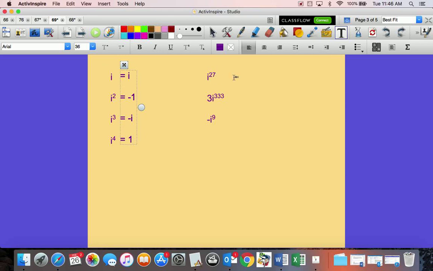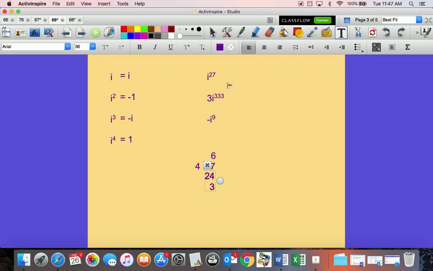So when we deal with these, we are looking at i to the 27th. We're going to take 27 divided by 4, and then we're trying to figure out how much we have left over. So 4 goes into 27 6 times, so that would go up on top of our division bar, and then 6 times 4 is 24. All right, and then we end up subtracting these to get a 3 down here on the bottom.